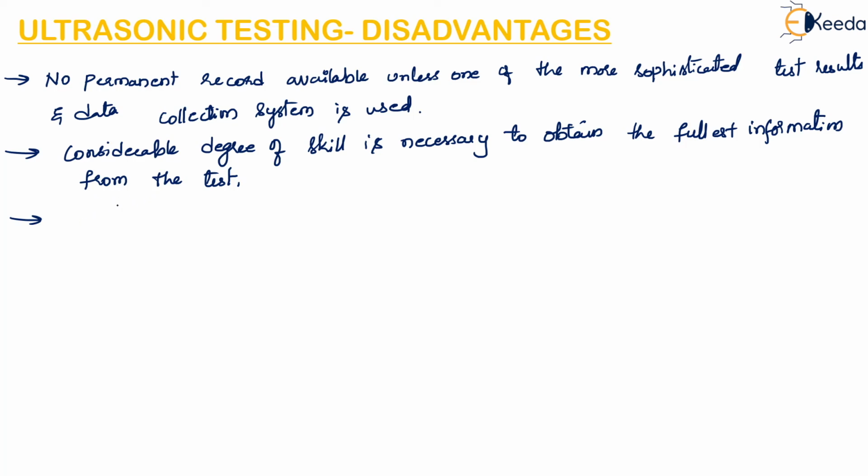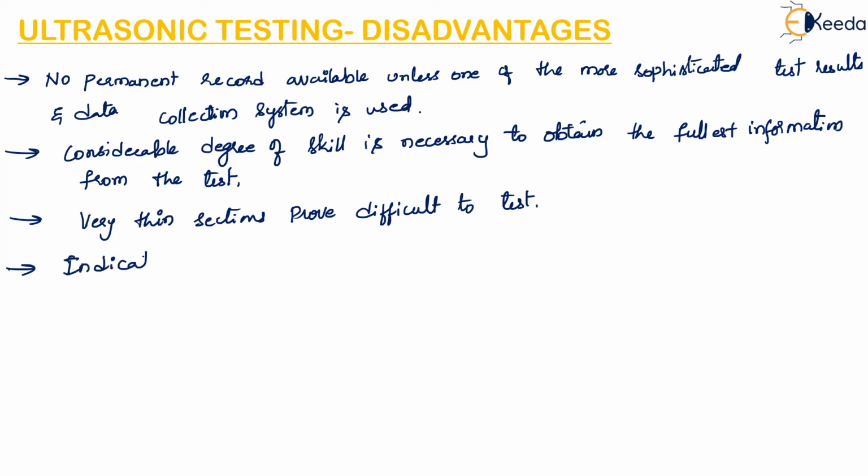So very thin sections prove difficult to be tested. So very thin sections cannot be tested with the help of this ultrasonic testing. Indications require interpretation. So whatever is indicated on the screen must be correctly interpreted. The last disadvantage is that the operator can decide whether the test piece is defective or not while the test is in progress.